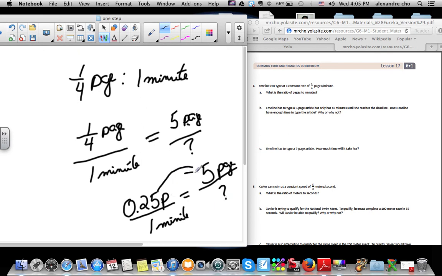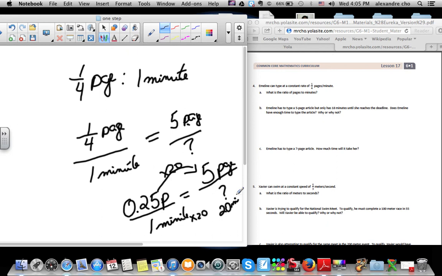Is there a relationship there on top? What times 0.25 equals 5? And that you would use reverse. You divide 5 by 0.25. 5 divided by 0.25 gives you 20. So you multiply this by 20. 0.25 times 20, you get 5. So at the bottom would be times 20, and you get your answer of 20 minutes. So for 5 pages, it would take her 20 minutes.